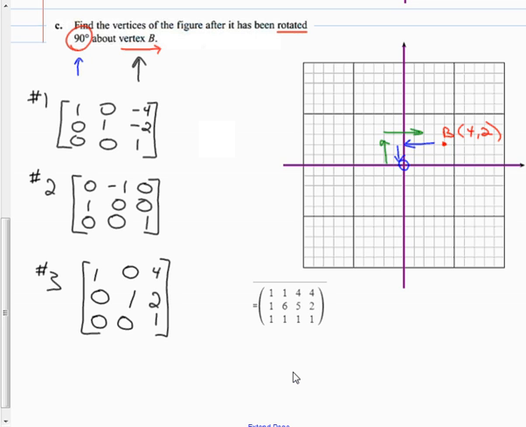So our new coordinates, if we did it all correctly, 1, 1, so I have a point right here, and 1, 6 over 1 up 6, and 4, 5 over 4 up 5, and 4, 2 over 4 up 2. Thank you. Over 4 up 2.